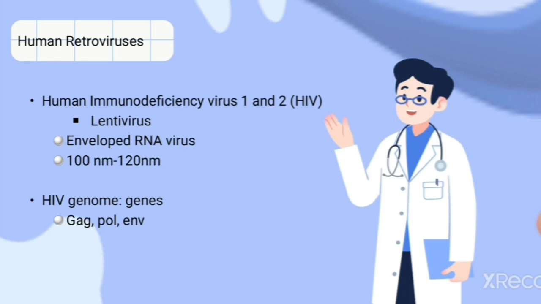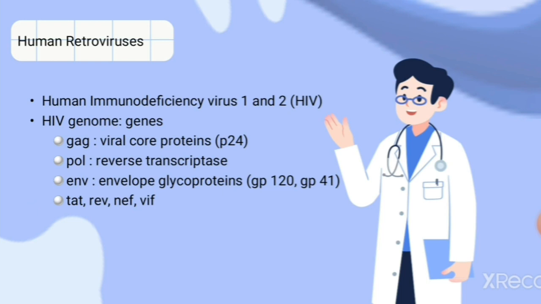So we have the HIV genome, or the genes that are found in the virus. We have the GAG, the POL, the ENV, and these code for the proteins directly involved in viral replication, or our structural proteins. The next one is our HIV genome or the genes. We are going to discuss them one by one.